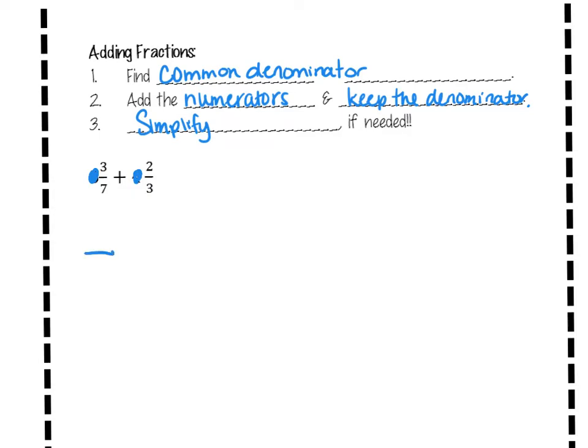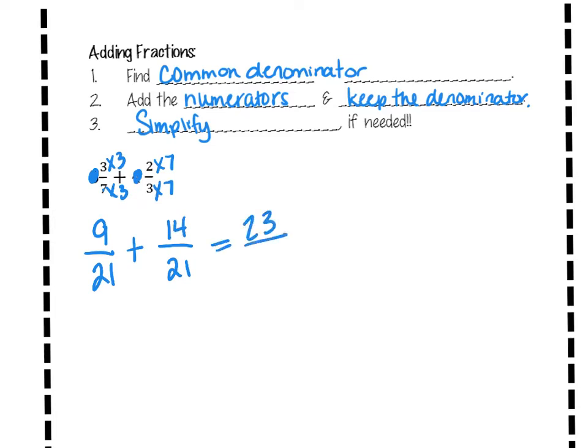So what's a common denominator between 7 and 3? 21. Okay, so how do I get from 7 to 21? It's times 3. 3 times 3 is 9. Then I get times 7 here, times 7 here. 2 times 7 is 14. So 9 plus 14 is 23. And you keep the denominator the same. 21 goes into 23 one time with 2 left over. And we have 2/21.